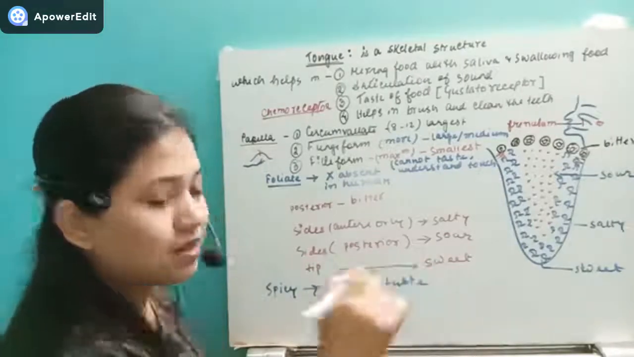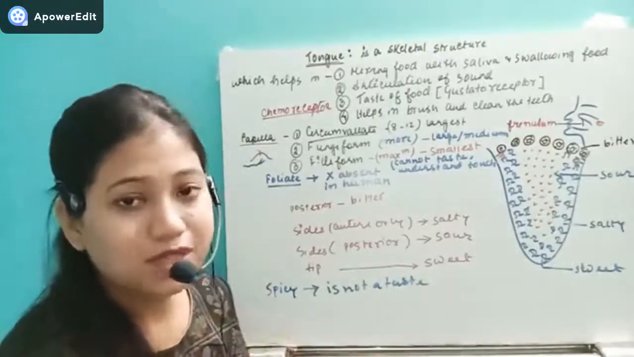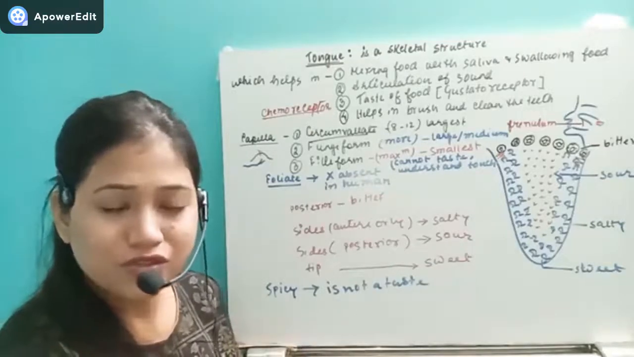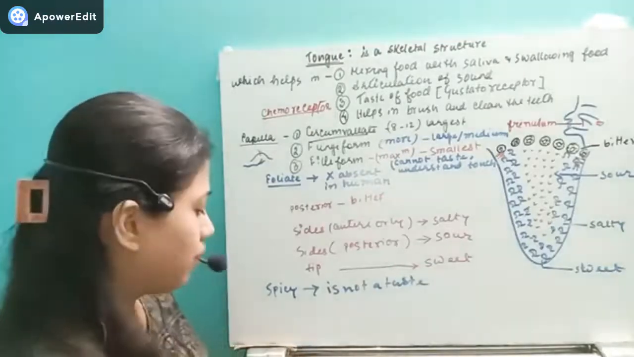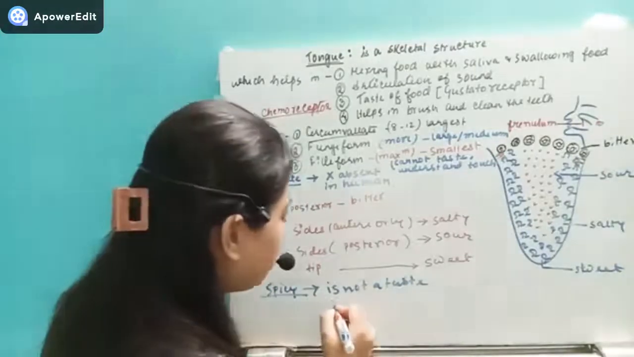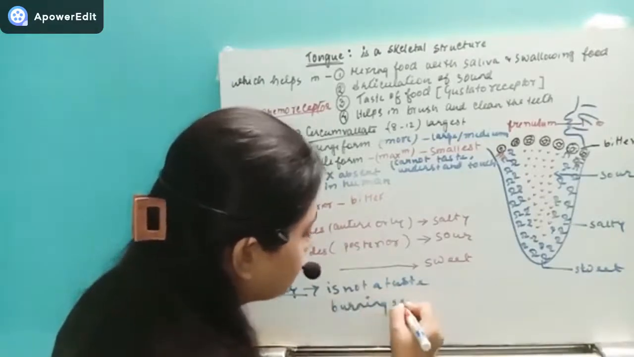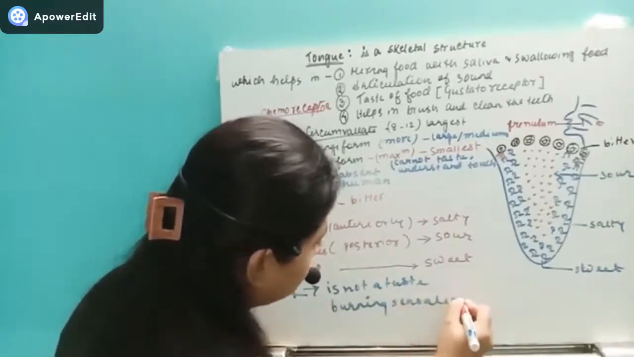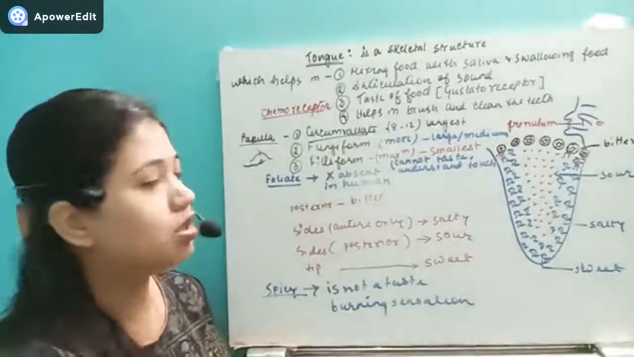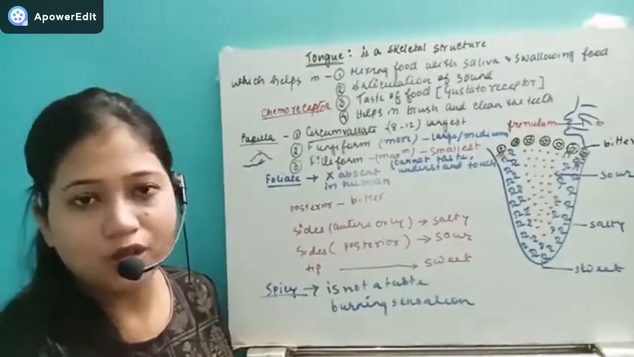Otherwise, if you squeeze a chili on our skin, we can have the same sensation, right? That means, is it happening that in your skin we have the taste receptor? No. So what is that? This spicy is not even a taste, it's rather a burning sensation, not a taste. Remember that. So this is all about the structure, and whatever you need to know about the tongue, that's all about it.